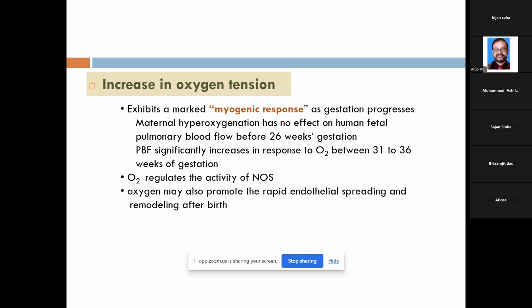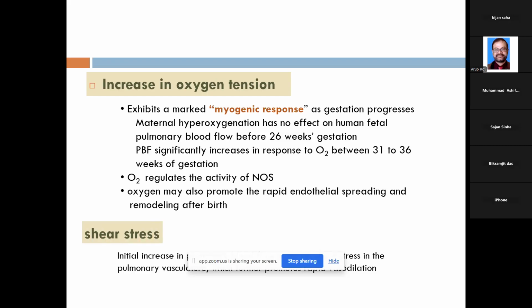The increase in this oxygen tension leads to a marked myogenic response, and this leads to increase in the production of nitric oxide, and it may also promote rapid endothelial spreading. So oxygen turns into a cycle on itself, where more oxygen helps in delivering more oxygen further on. And the shear stress, the initial increase in the pulmonary blood flow, increases the shear stress in the pulmonary vasculature, which further promotes rapid vasodilatation. So as a result, the oxygen and the blood flow keep on increasing exponentially. Next slide.